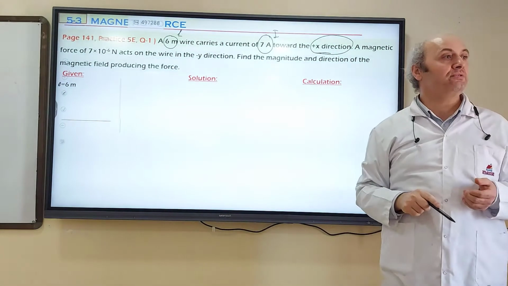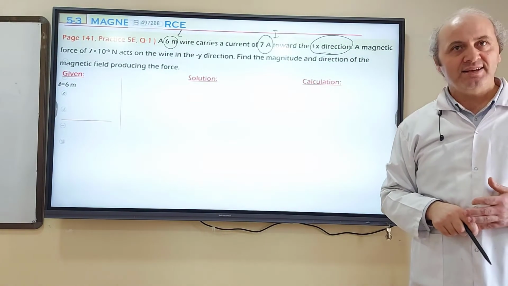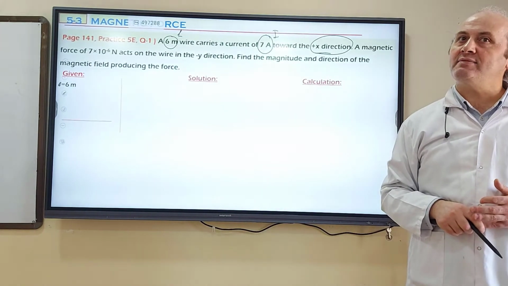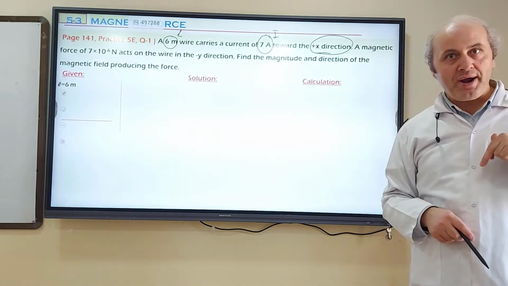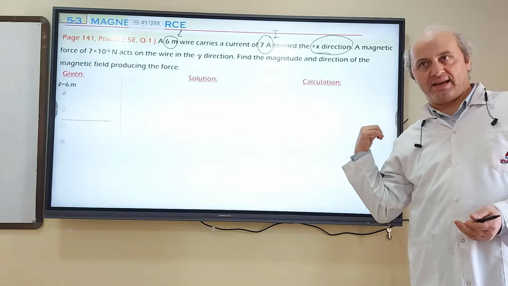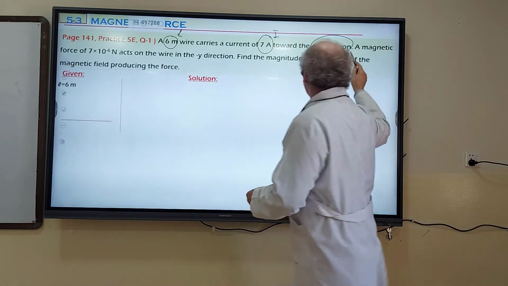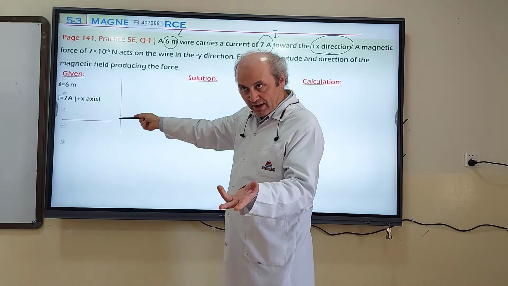Which set are we going to use now? Second set: X, Y, Z. Your coordinate system will be positive X, negative X, positive Y, negative Y, positive Z, negative Z. Towards the positive X direction, your electric current is 7 ampere in the positive X direction.